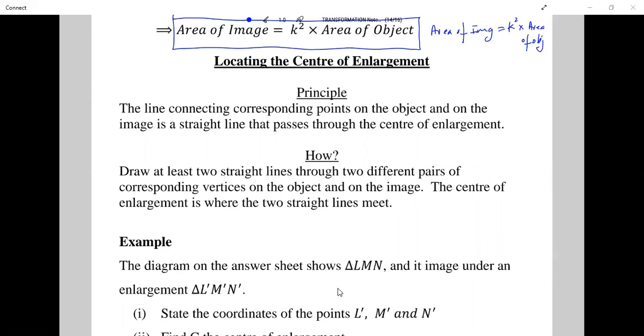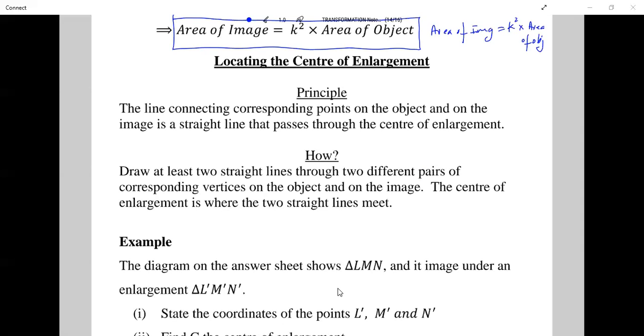That is the principle, and I already showed it to you on the previous page: a straight line through corresponding points on the object and image must pass through the center of enlargement. So how would we use this principle to determine the center of enlargement?